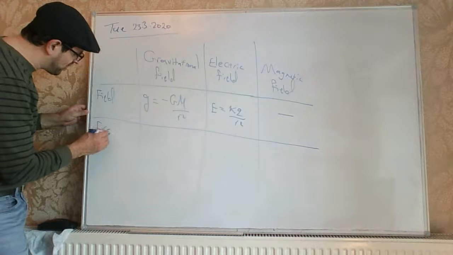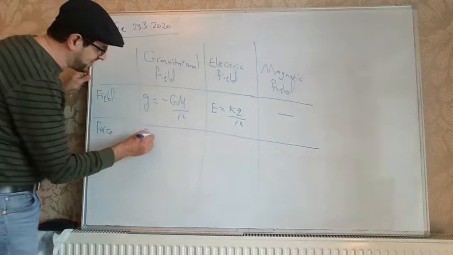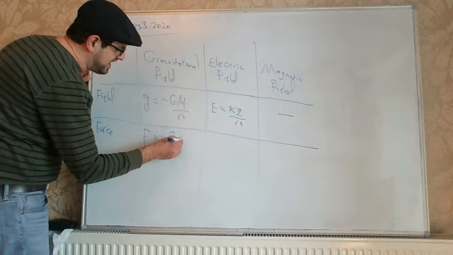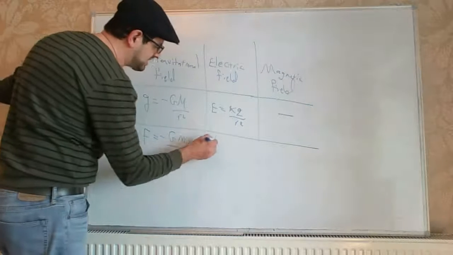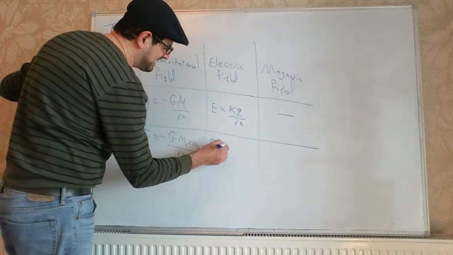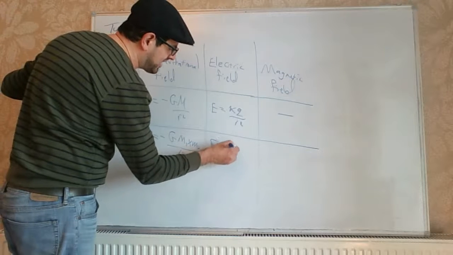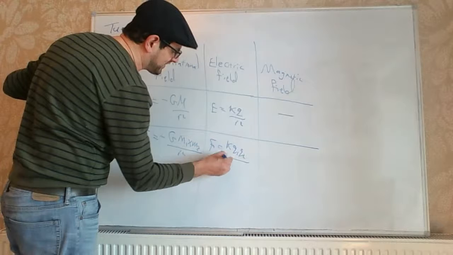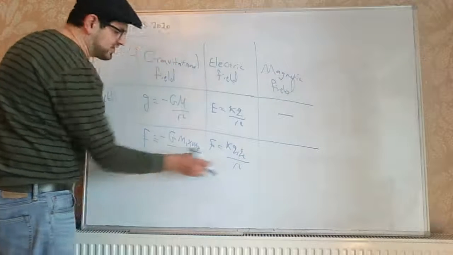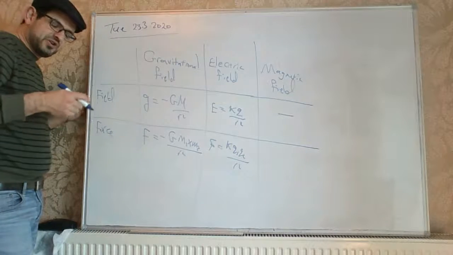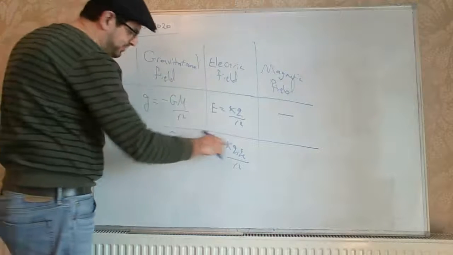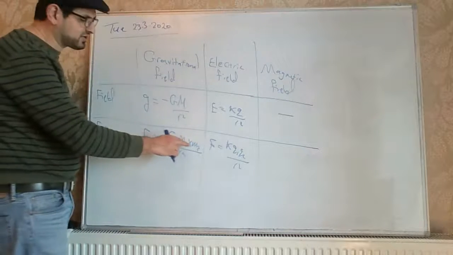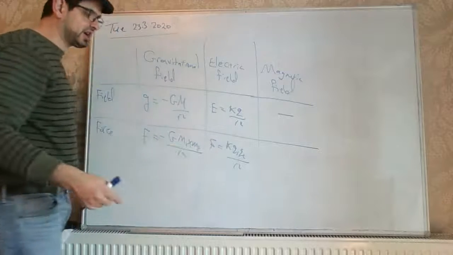If we talk about the force, the electric force, here we said F equals negative GMm over r squared. Here there is no negative, kQ1Q2 over r squared. So both obey the inverse square law. Both are directly proportional to the product of the masses or the product of the charges.